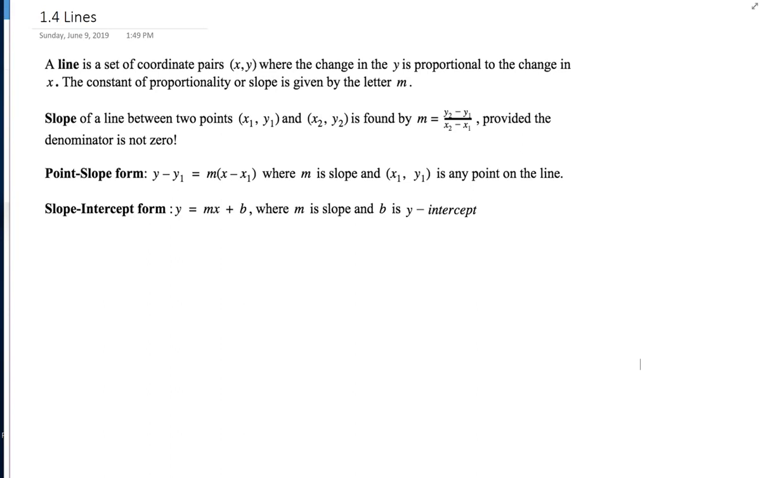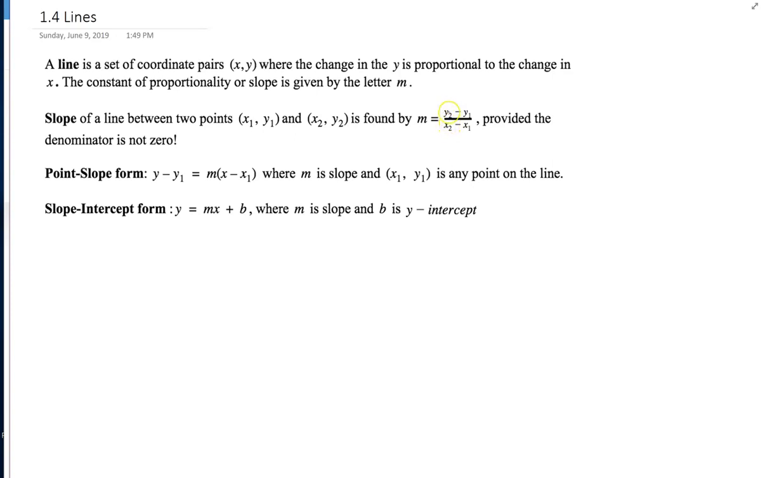The slope of a line between 2 points (x sub 1, y sub 1) and (x sub 2, y sub 2) is found by m is equal to (y sub 2 minus y sub 1) over (x sub 2 minus x sub 1), provided the denominator is not 0. Note the order in which we do the subtraction is very important.